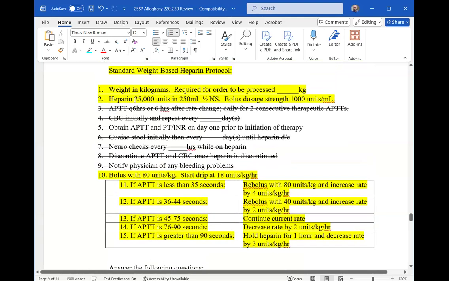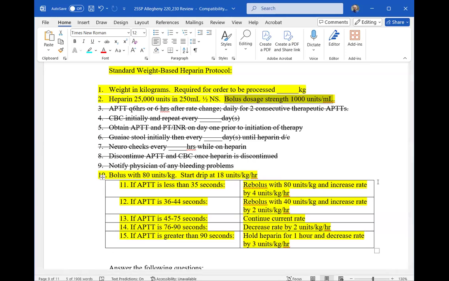My available is 25,000 units and 250 milliliters half normal saline. That's one of my availables. And then I also have a bolus dosage strength of 1,000 units per milliliter. Okay. We're calculating the bolus. We're going to use the bolus dose.